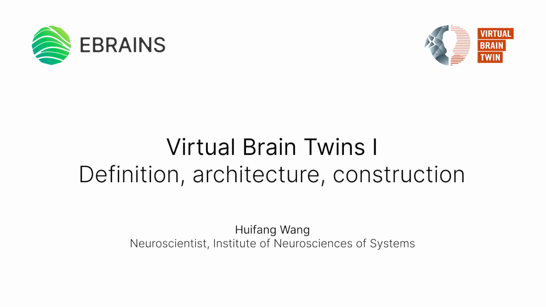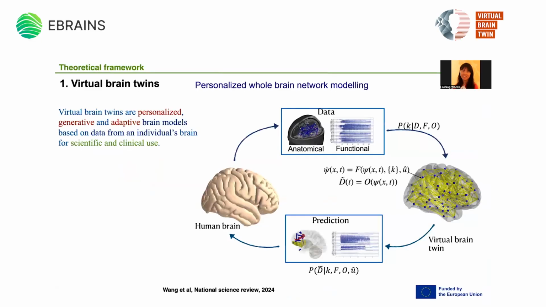Today, we are talking about virtual brain twins, what they are, how they are built, and the architecture behind them. Virtual means mathematical models in the digital world. Twins means it's personalized. It matches one specific person's brain. Virtual brain twins are personalized, generative, and adaptive brain models based on individuals' brain data.